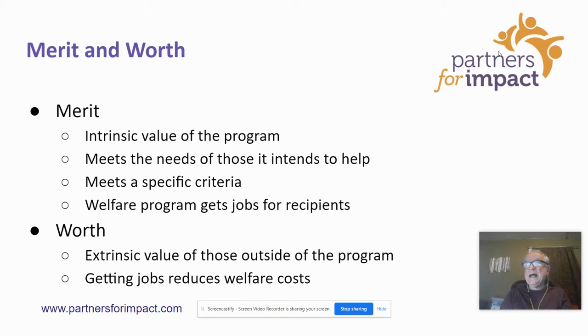Well, the worth of that is the extrinsic value, right? That's the value of the program outside of does it meet the needs. In fact, in the welfare example, ideally, if participants are getting a job, that will reduce the amount of welfare that's needed to support that individual family. And when you do that multiple times, it reduces the cost of welfare on the system. So those are two examples of judging the merit of the program, does it meet what it intended to, and the worth of it. What is the external benefit?